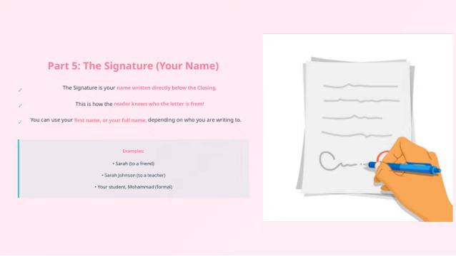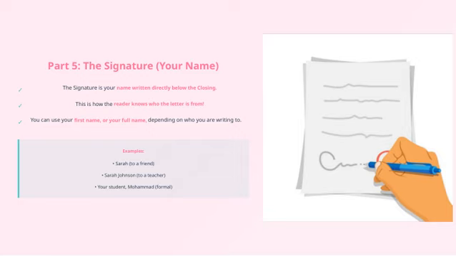Depending on who you're writing to, you can choose to use just your first name, which keeps it casual and friendly. Or, if you want to be more formal, you might write your full name. For example, if you're writing a letter to a friend, you might just sign Sarah. But if you're writing to a teacher or in a more formal context, you might sign Sarah Johnson. And for students or in official situations, you might even include your full name, like your student Mohammed.